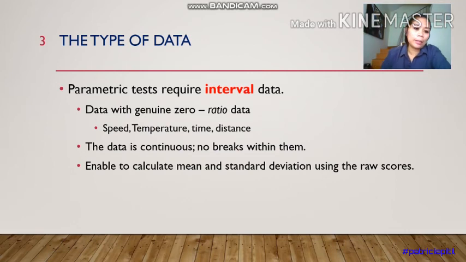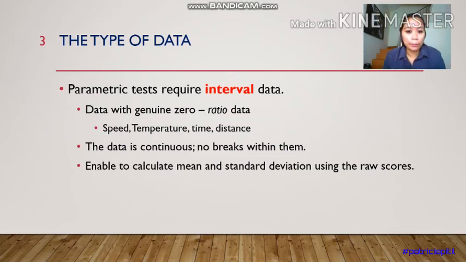The third one is the type of data. Parametric tests require interval data. Interval data, for example, with a genuine zero, is called ratio data. Speed has a genuine zero, as do temperature, distance, and time. An example with no genuine zero is weight. In kilograms, is there a zero? There is, but no negative. So the data is continuous, with no breaks between them.